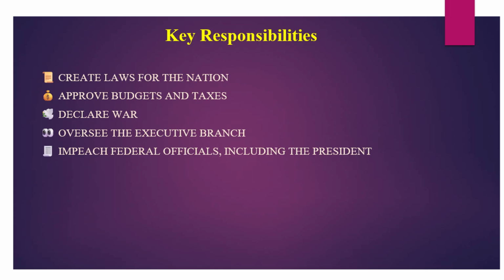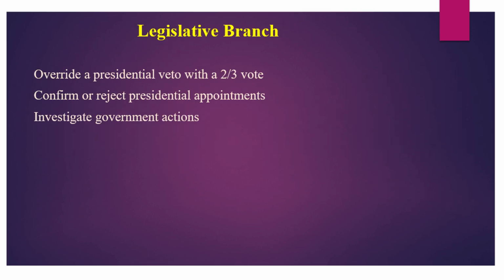The key responsibilities of this legislative branch, or Congress, are to create law for the nation, approve budget and taxes, declare war, oversee the executive branch, and impeach federal officials, including the president. This legislative branch can override a presidential veto with a two-thirds vote, confirm or reject presidential appointments, and investigate government action.